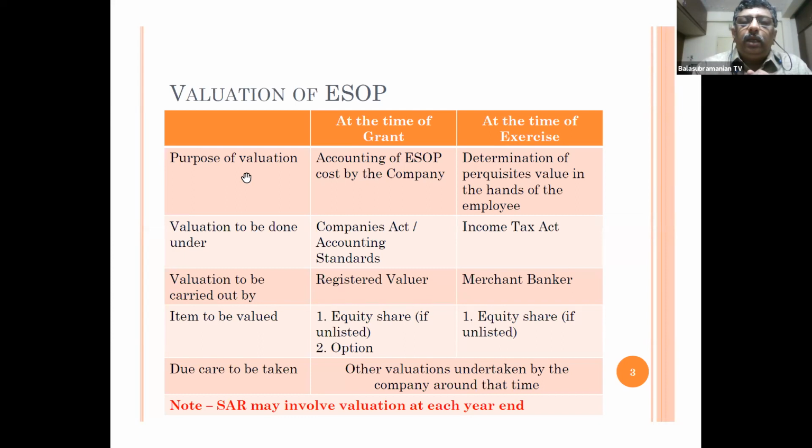And then the items to be valued here are 2 things. At the time of grant, there are 2 things which need to be valued. The first one is the equity share if it is an unlisted entity, because you need to know the value of the underlying asset before you can value the option. The second is to value the option itself.